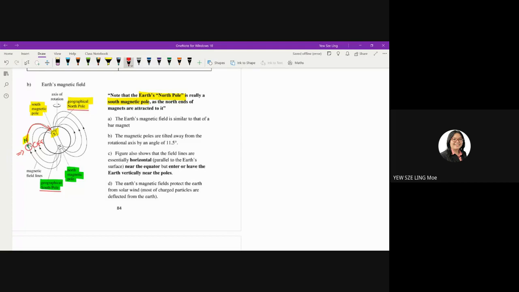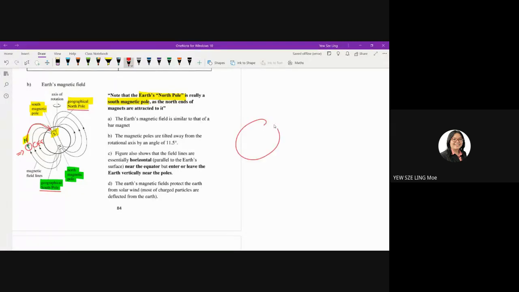Geographically, we call it the North Pole, just to make things easier on the map. But when it comes to physics, when you treat our Earth as a piece of magnet, this one is actually the South Pole. Alright, don't get confused. Students are usually confused here, but actually there's no need to be.